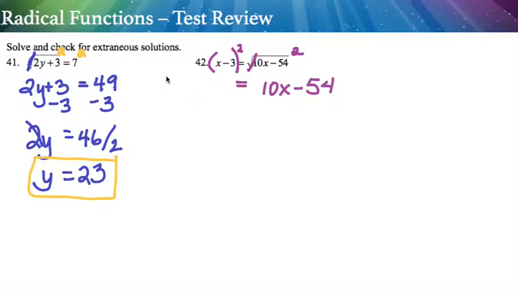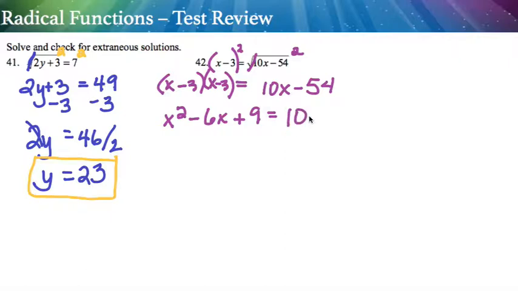So that means that I actually have to square or multiply x minus 3, x minus 3. The problem with this is that we need to FOIL it, and so we can't forget we have to FOIL it or it won't be right. So I've got negative 3, that makes negative 6x, and then negative times a negative is a positive, and that equals 10x minus 54. Okay?